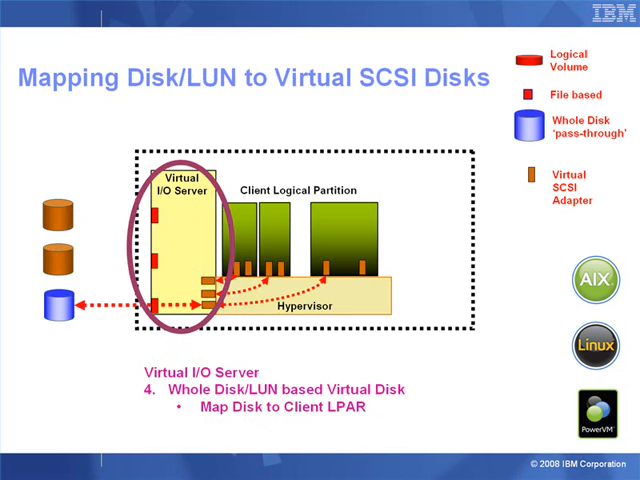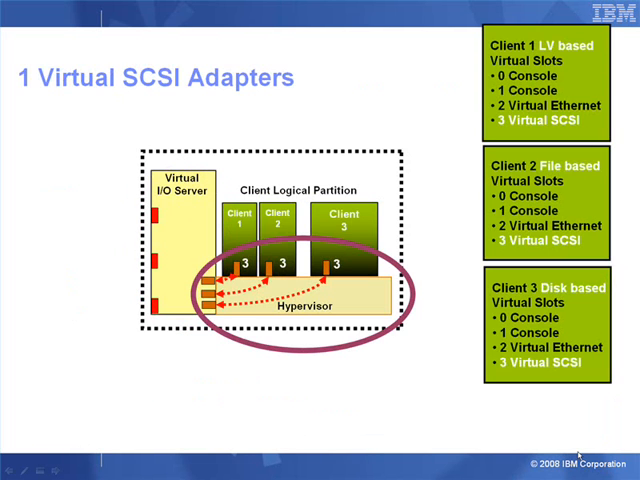And finally, when we're connecting a whole disk or a LUN, if it's a fiber channel disk, to the virtual disks, this is actually very much easier. We just map the disk straight through to the right adapter. So we're going to demonstrate three different clients to demonstrate the three different sorts of virtual disks that we can connect up. But in all cases, it's the virtual slot 3 that we're going to use for the SCSI adapter.